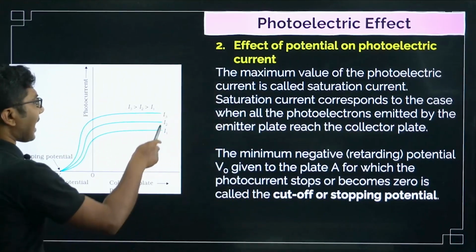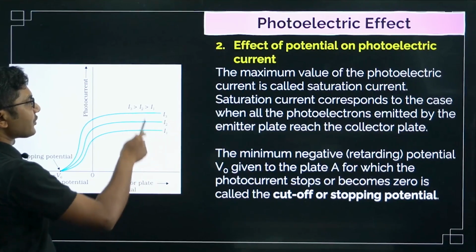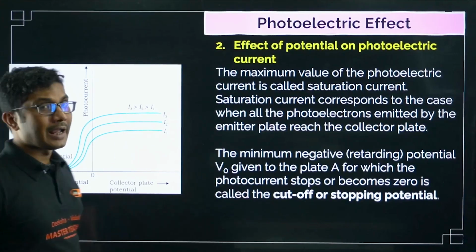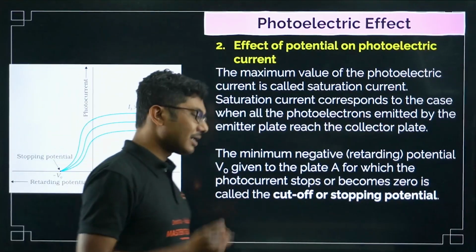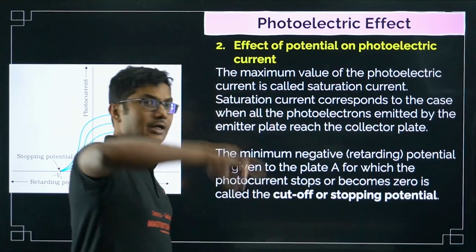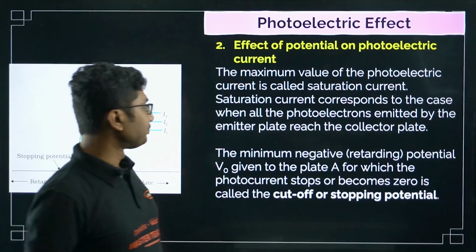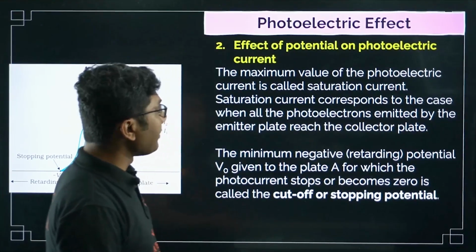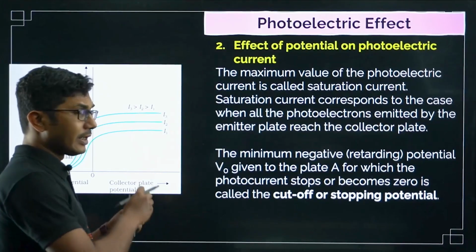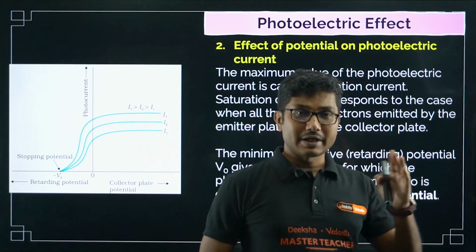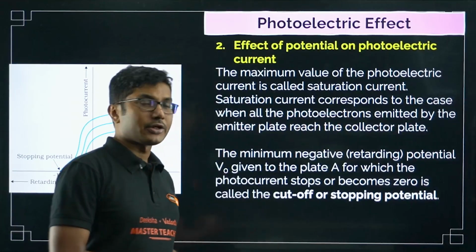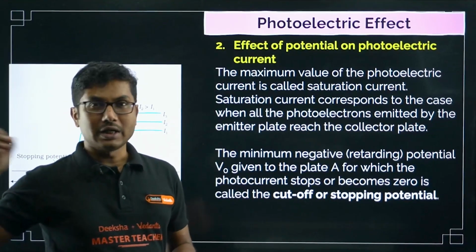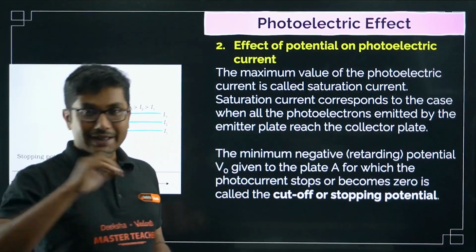As you can see, as you increase the intensity of light, the saturation current magnitude also increases. So there is a limit of maximum current, and that limit can be increased by increasing intensity. Higher the intensity, higher is the saturation current, because it's a linear proportional relationship. Saturation current corresponds to the case when the photoelectrons emitted by the emitter plate reach the collector. The emitter plate is the photosensitive material, for example zinc, cadmium, or sodium, potassium, cesium, whatever you are using. When the light is falling on it, the electrons reach the collector plate. Collector plate means whoever is collecting the electrons.